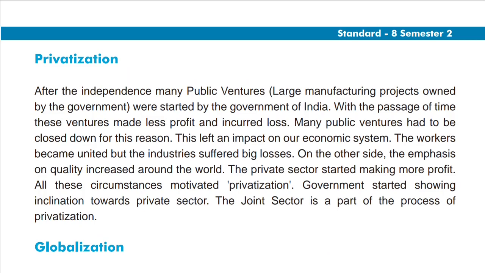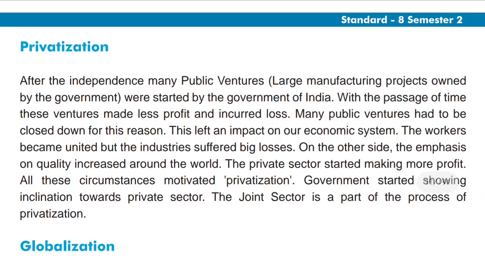The government started many public ventures, and with the passage of time, these ventures made less profit and incurred very heavy losses. The government industries were having a great loss because the people involved in government industries or government jobs were found to be less efficient. When the efficiency of the workers is less, the company has less profit or incurs a heavy loss. So many public ventures had to be closed down for this reason.